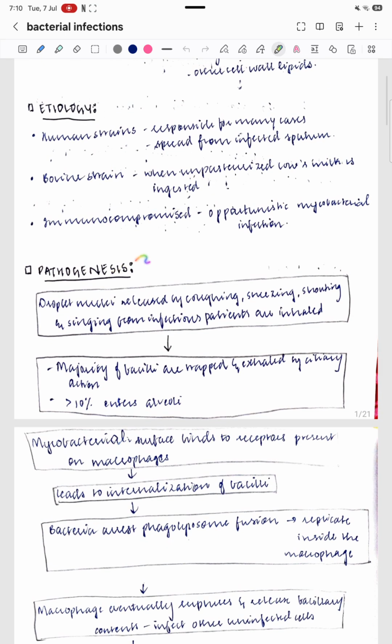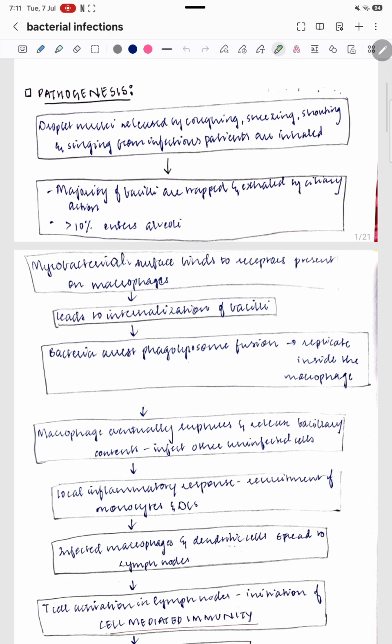Now coming to the pathogenesis of TB. What is the pathogenesis of TB? Firstly, there are droplet nuclei, released by coughing, sneezing, shouting and singing. These are coming from which type of patient? An infectious patient, right? Now the majority of the bacilli are trapped and exhaled by our ciliary action.